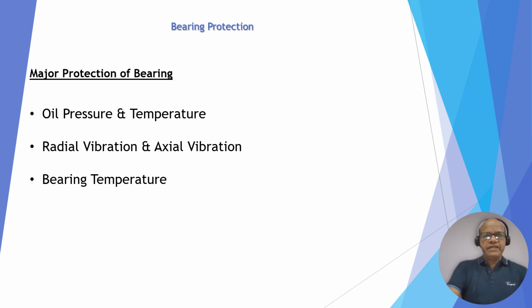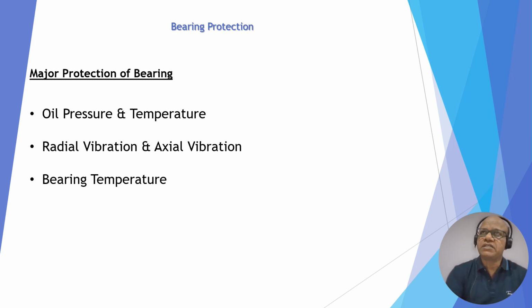Then radial vibration and axial vibration, because we also need to protect the bearing from excessive vibration on the radial side as well as excessive vibration on the axial side.